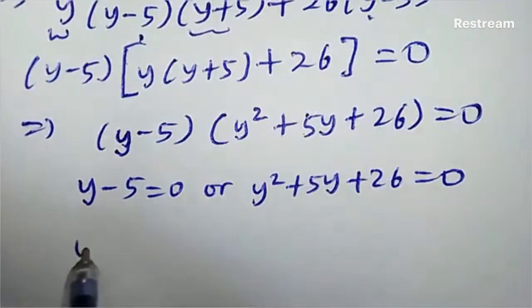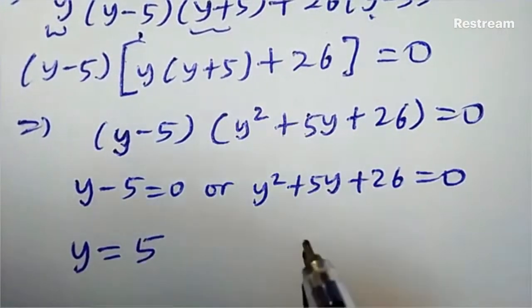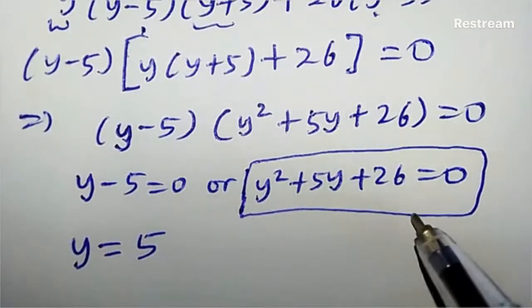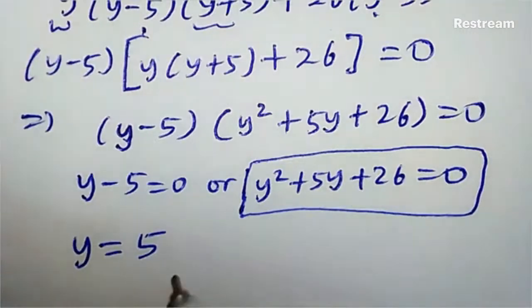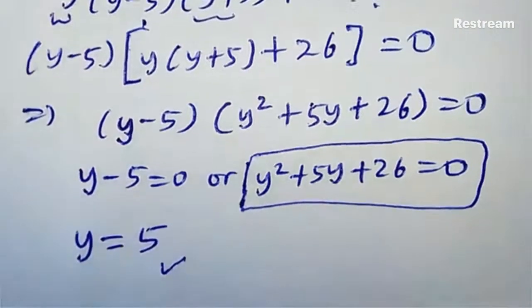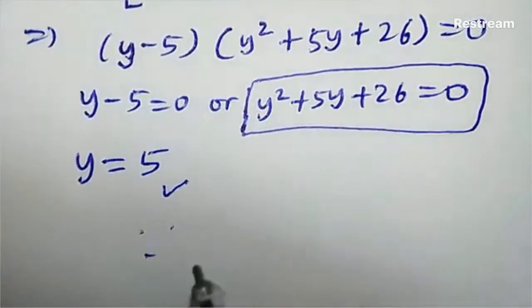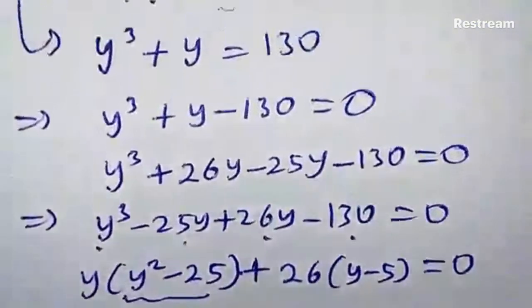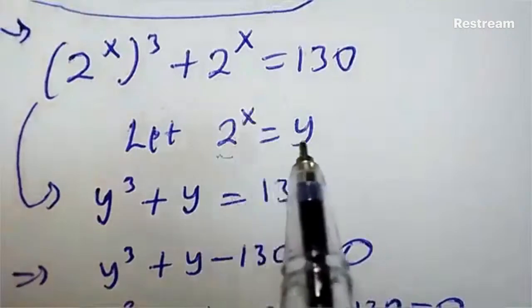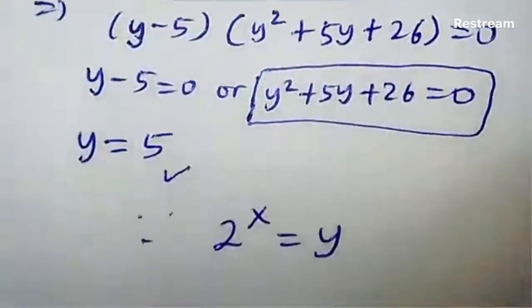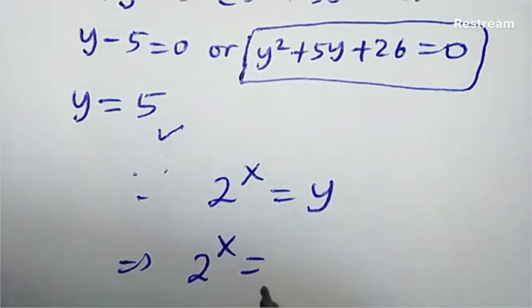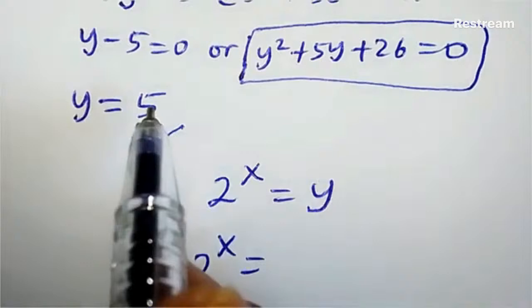Clearly from the first factor, y is equal to 5. If you try to solve this quadratic equation, you will obtain a complex solution. But our aim here is to deal with only real solutions. So let's consider y is equal to 5. Since 2 to the power of x is equal to y, from this assumption, since we are to find the value of x, this implies that 2 to the power of x is equal to what? What is y? We already have it here.